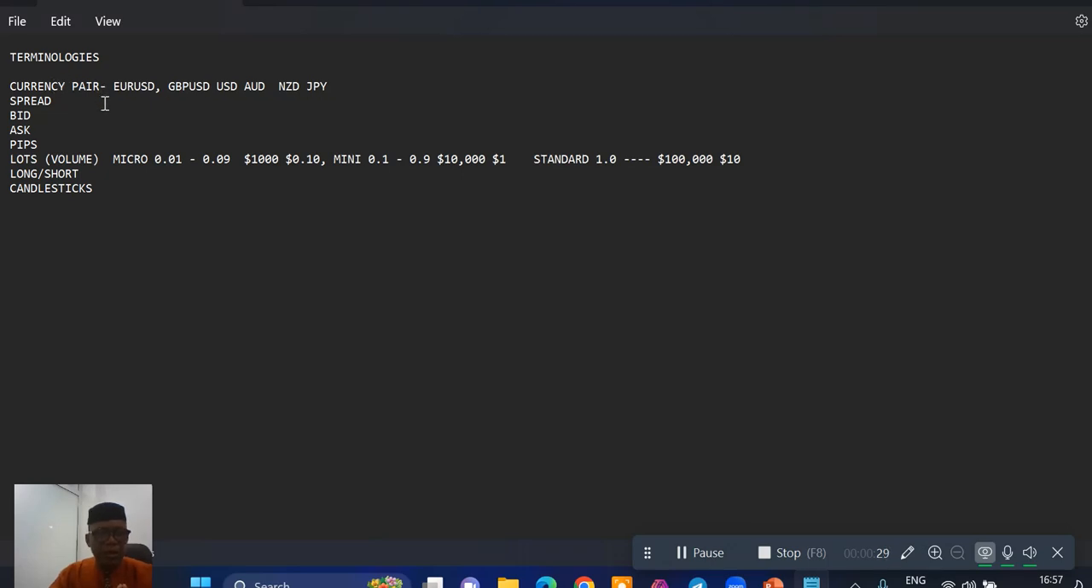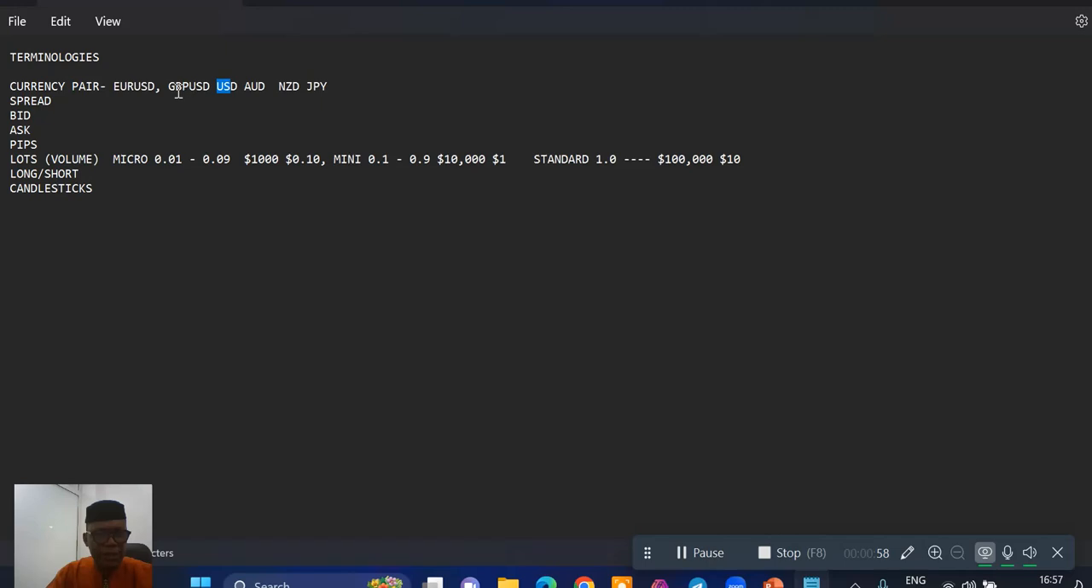Now, when we talk about the currency pair, currencies, like I said before, are traded in pairs. Okay, you have the euro versus USD, GBP, USD, and so on. Now, I want to make you understand something. The way that these currencies are listed, the first two letters represent the country, while the third letter represents the currency.